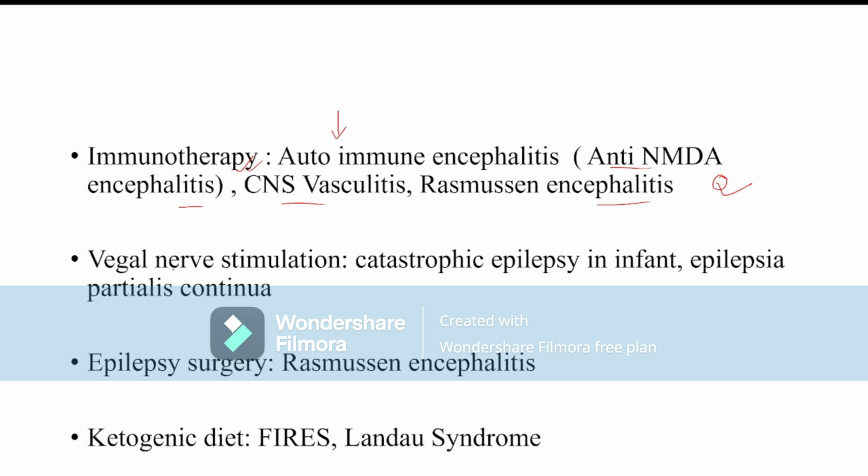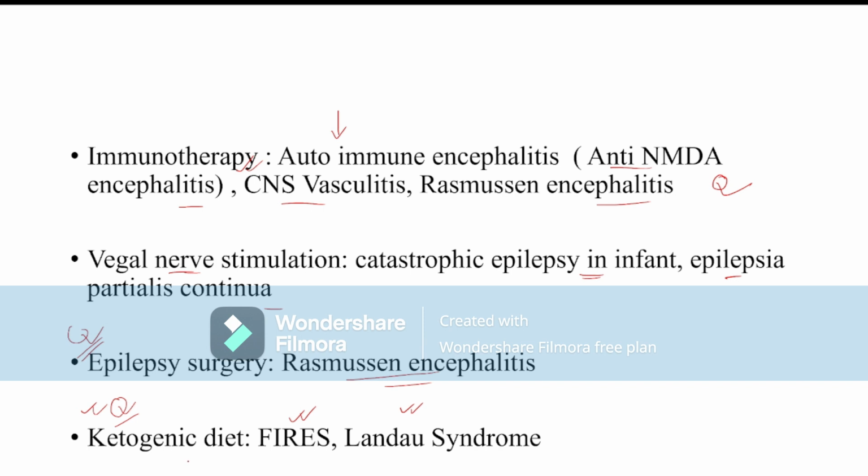When can we give vagal nerve stimulation? If the patient has catastrophic epilepsy in infancy or epilepsia partialis continua. When to give epilepsy surgery? If the patient is suffering from Rasmussen encephalitis. And what about ketogenic diet? When to start ketogenic diet? If the patient has FIRES or Landau-Kleffner syndrome, we can give ketogenic diet.